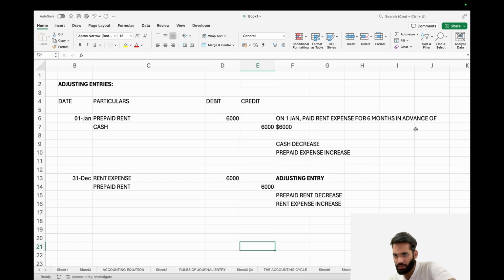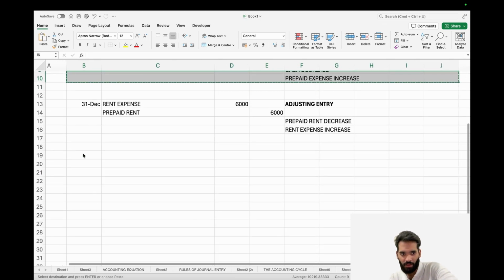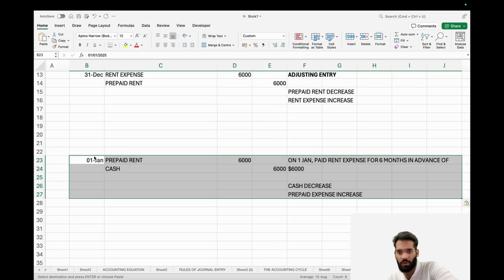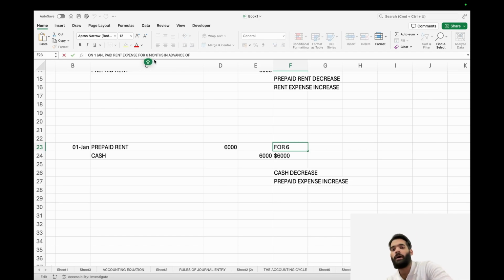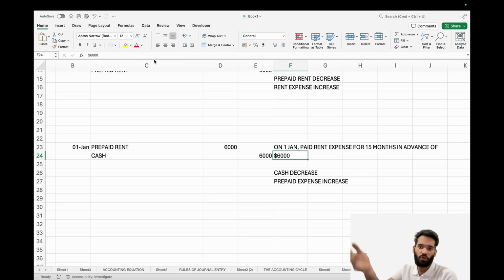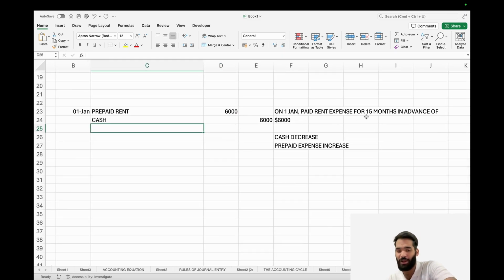Now let me take another situation just in case you're wondering about that. Let me copy the same normal journal entry here, but rather than saying it was for 6 months, let's say it was for 15 months. So I can show you, even if we don't use it all, how to do the entry. Okay, so the first entry will be the same to record the payment, right? Let's assume we paid 6,000 for 15 months in advance.